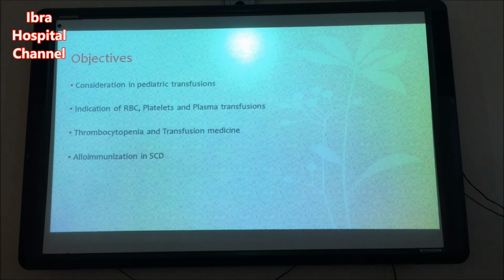The objective is to discuss some considerations in pediatric transfusions, the indications of red blood cell, platelets, and plasma transfusions in pediatrics specifically. We'll talk about thrombocytopenia and transfusion medicine. I think this will be very handy today, very important, since we have a case of thrombocytopenia here in IBRA, which created some kind of confusion, I must say. And then a little bit on alloimmunization and sickle cell disease.